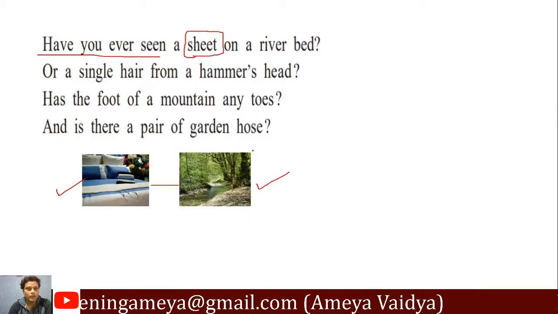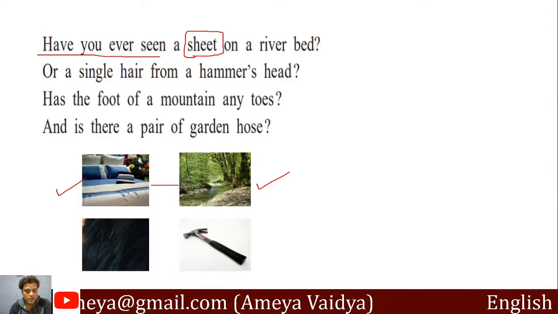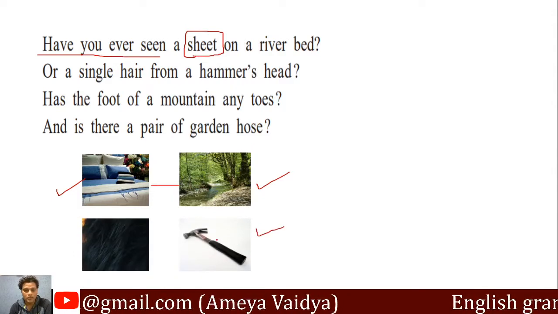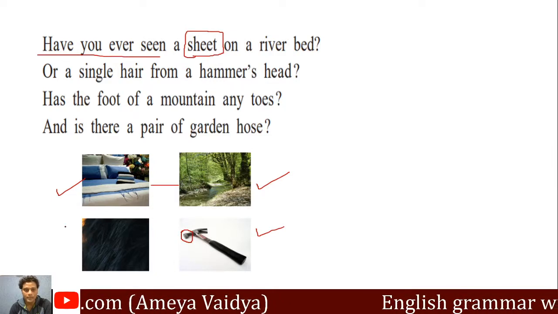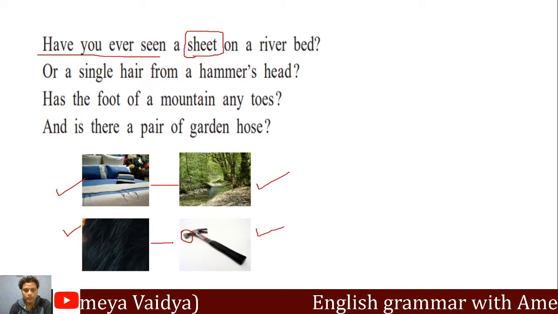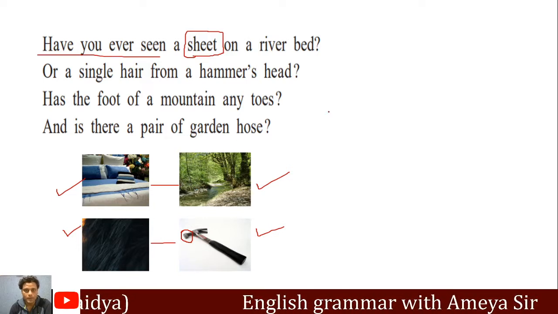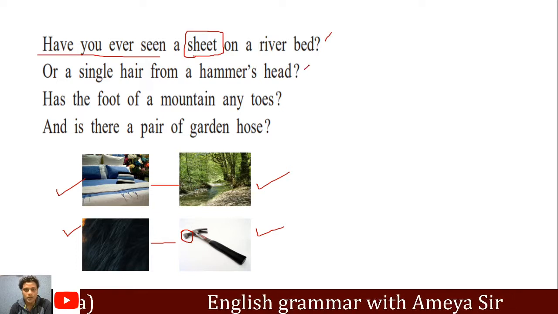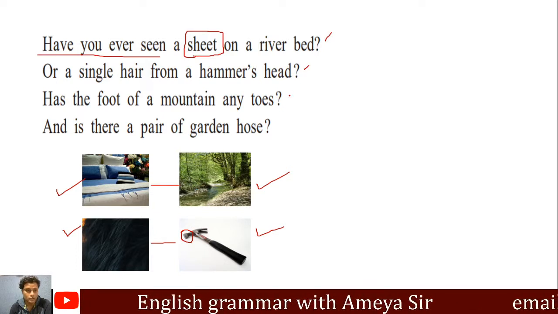Next one, or a single hair from a hammer's head. You can see that this is a hammer and this is the head of the hammer. But obviously it's the head of the hammer, so you don't expect to see a single hair there, is it not? Again, free to be interpreted in more than one way, so that's why it's an example of pun. Notice that there are question marks at the end of each statement. I said every line is interrogation as well.